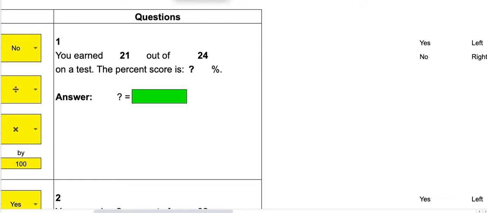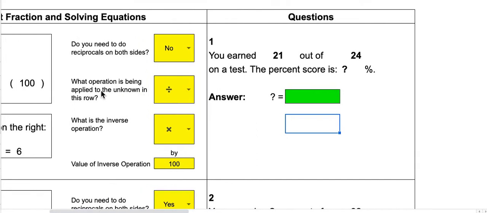Now we're going to solve some percent problems, and we're going to use equations to do that. These are all going to be questions about how you did on a test. So here's a test. You got 21 out of 24 on a test. What percent is this? The percent score is question mark. So you need to figure out what that percent score is. Okay, so let's go over to here and see what we need to do.